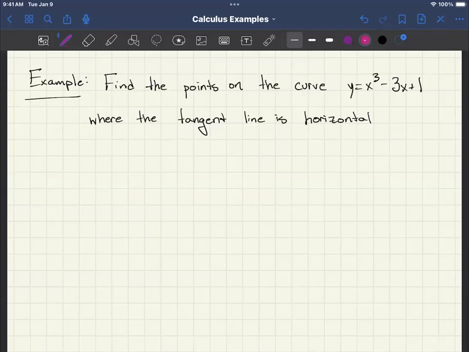I'm Dr. Finch. Today we're going to be looking for the points on the curve y is equal to x cubed minus 3x plus 1, where the tangent line is horizontal.